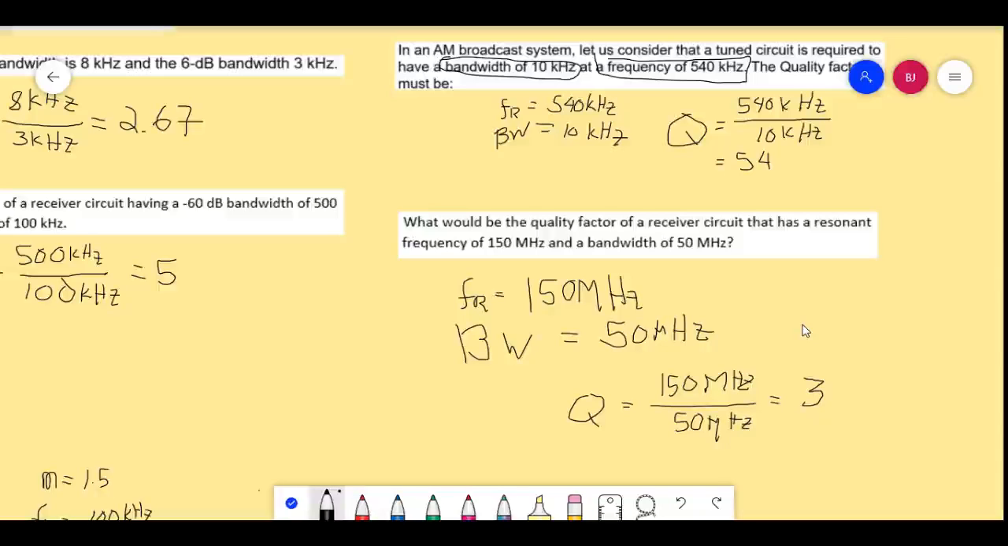So 3 is actually not a good quality factor. It really depends on the application, but that means that it actually occupies quite a lot compared to its resonant frequency. And there is a possibility that it will be occupying or interfering with other signals close to it.